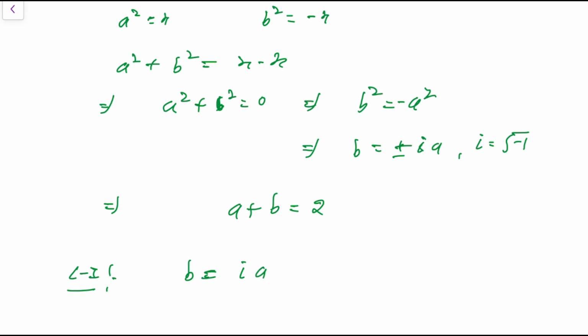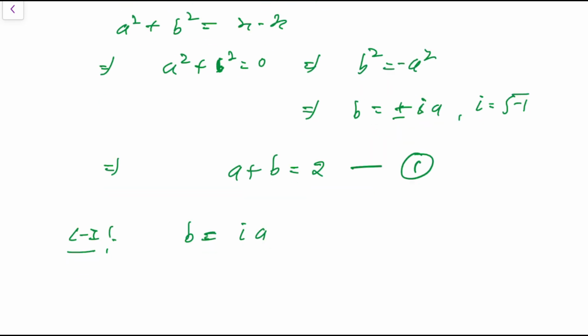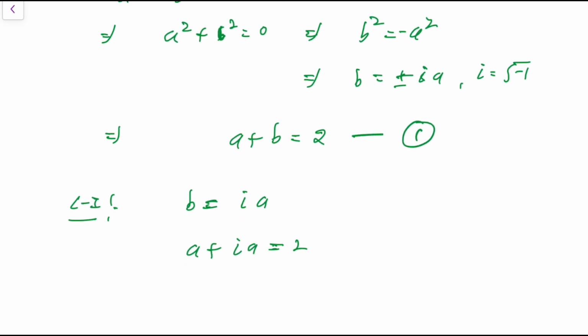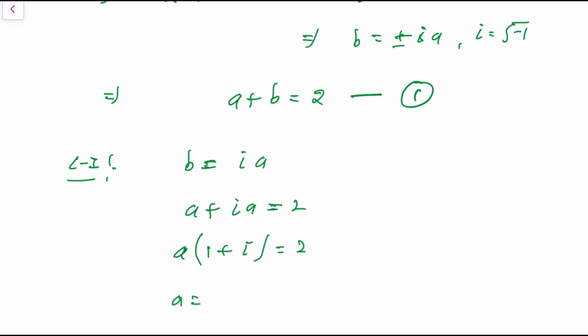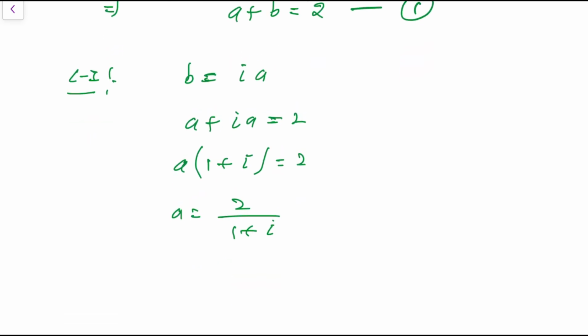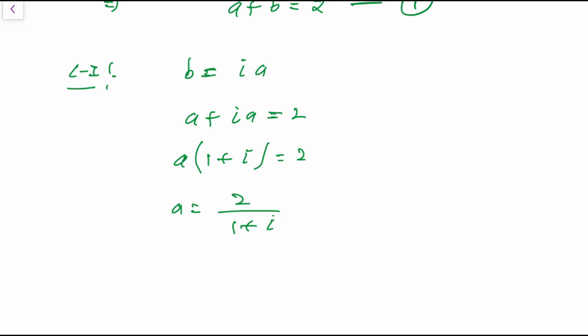Let's call the original equation number 1. If we put b equal to iota a into equation number 1, the resultant will be a plus iota a equals 2. Further it can be written as a times 1 plus iota equals 2. So the value of a is 2 divided by 1 plus iota. If we multiply the numerator and denominator by the conjugate of 1 plus iota, a is equal to twice of 1 minus iota divided by 1 plus iota times 1 minus iota.